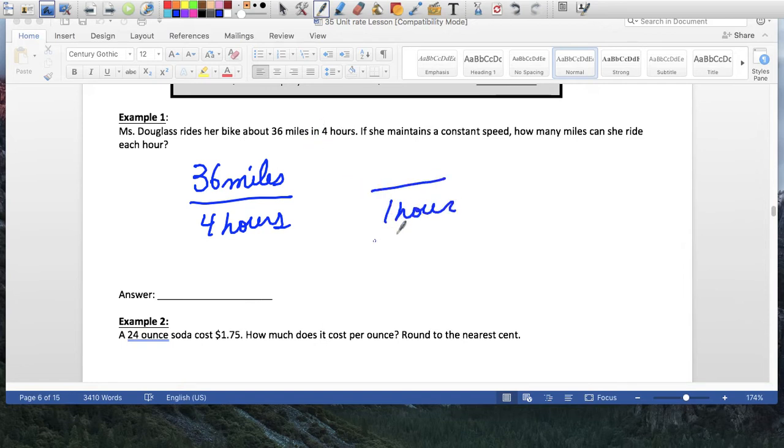Remember, unit rate always has a 1 at the bottom. So divide and divide. And divide by 4. 4 divided by 4 is 1. And 36 divided by 4 is 9. So you get 9 miles.